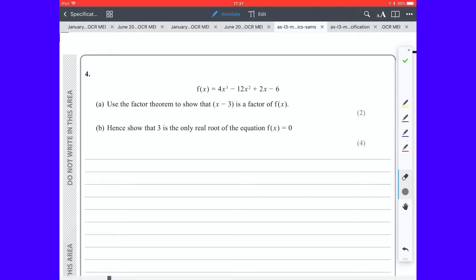Question 4. f(x) equals 4x cubed minus 12x squared plus 2x minus 6. Use the factor theorem to show that x minus 3 is a factor of f(x).